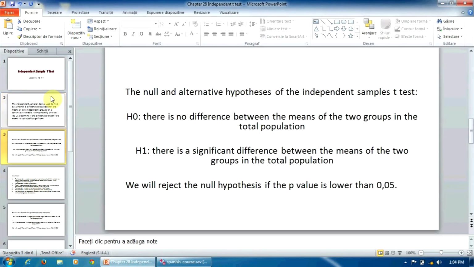The hypothesis of this test can be written as follows. The null hypothesis: there is no difference between the means of the two groups in the total population. And the alternative hypothesis: there is a significant difference between the means of the two groups in the total population. If the p-value of the test is lower than 5%, we will reject the null hypothesis.